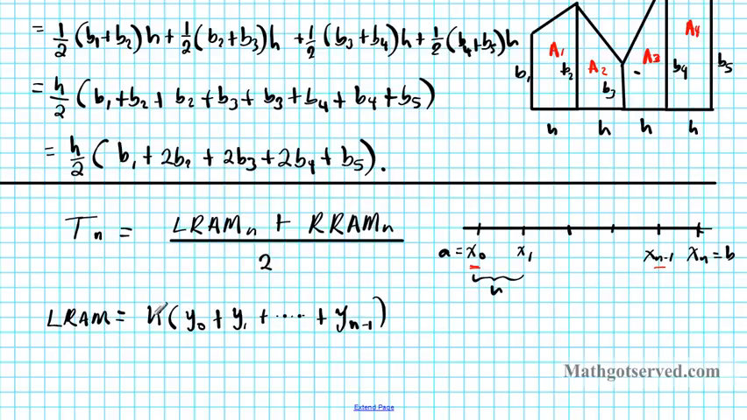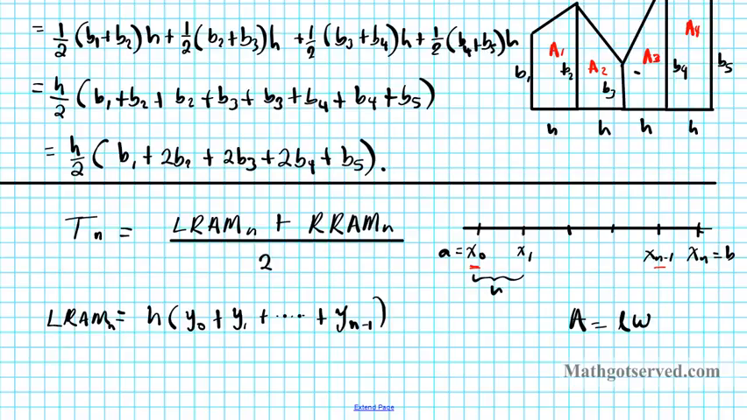Okay? If I distribute this h to everything, you're going to get area equals length times width, or base times height, for each expression. Okay, so h times y sub 0 is the first rectangle and on and on. All right, so that goes LRAM with n subintervals.